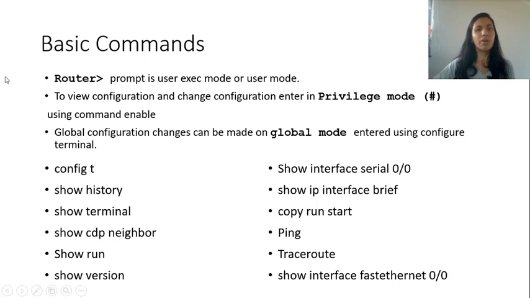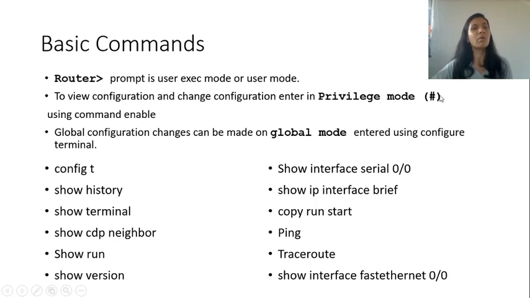Next, if you want to view some detailed configurations which are made on your device, you need to enter into the privilege exec mode. To enter into the privilege exec mode, from the user exec mode, you need to type the command enable. This command will take you to the privilege exec mode. In the privilege exec mode, you can view some detailed configurations which are being done on your device. You cannot make any configurations on your device either from user exec or privilege exec mode.